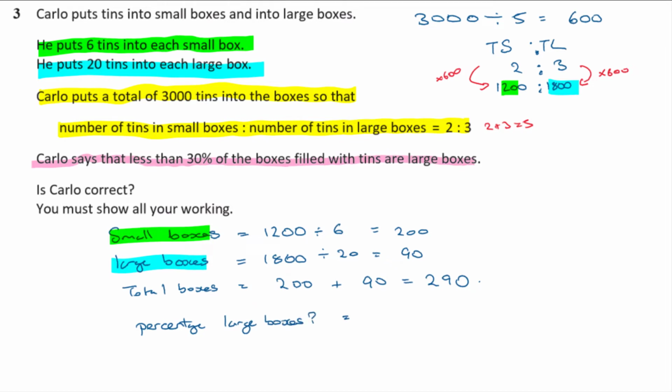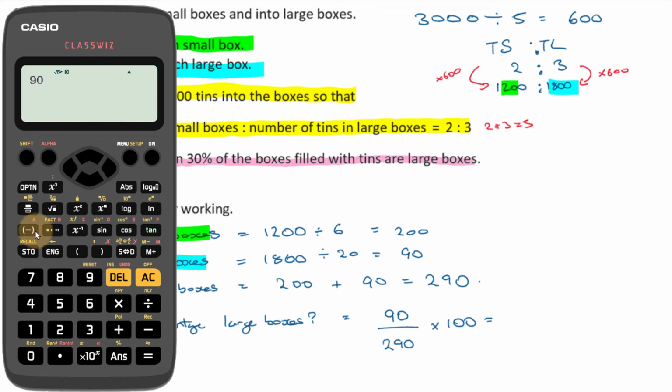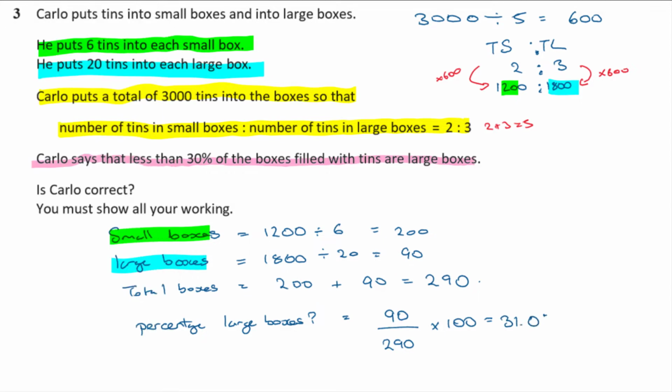That's going to be the number of large boxes, 90, divided by the total number of boxes, which is 290, times 100, isn't it? Okay, that's what's going to convert that fraction into a percentage. So I've got 90 out of 290 as a fraction, and then multiply that by 100. That's going to tell me that 31% and a little bit, which I'm going to round off to 31.0%, is large boxes then.